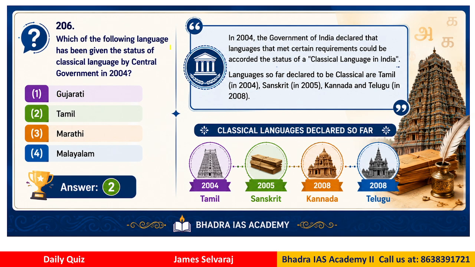Which of the following languages has been given the status of classical language by the central government in 2004? So in 2004, which of the following languages got the status of a classical language? The correct answer, if you see, will be Tamil. Also remember, Tamil became the first language to receive the classical language status in India. Recently other languages like Assamese also got the status of classical language.